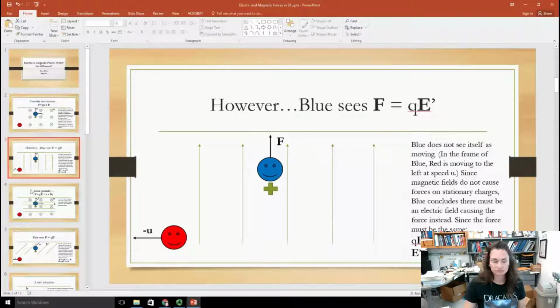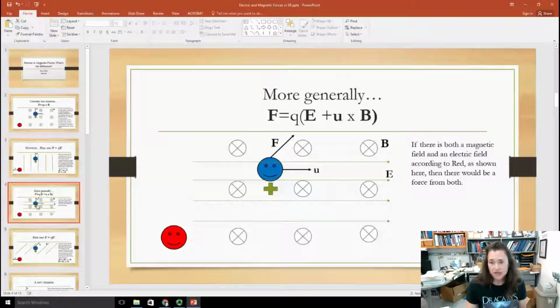Now, more generally, if there's both a magnetic field and an electric field according to red, as shown here, then there'd be a force from both the electric and the magnetic field, okay? And so what red would see in this case, for example, if there was an electric field pointing to the right and a magnetic field pointing in, then due to the electric field pointing to the right, blue would experience a force to the right, and due to the magnetic field into the screen here, blue would experience a force up, which means that the net force would have to be the sum of those to the right and up. And so you'd end up with a force QE plus Q u cross B.